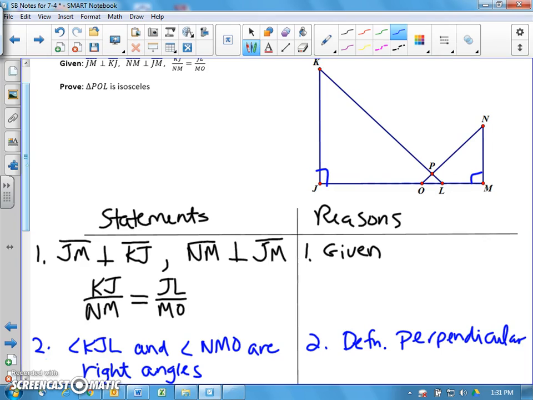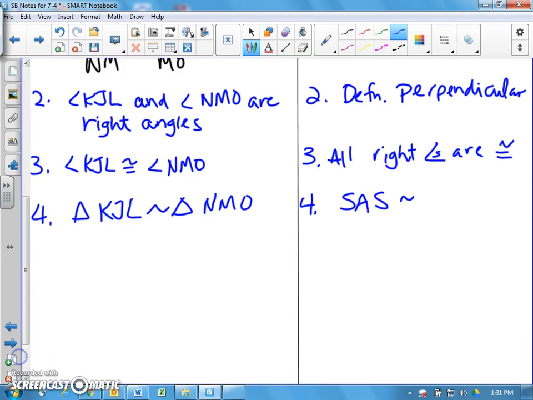So now that we've got these two angles congruent, I need to look at the sides around them so I can get those proportional. And if you look at what they gave us, KJ to NM is proportional to JL to MO. So I've got those sides around the angles, which means I can say that the two big triangles are similar. Now, using the definition of similar figures, I can get those small angles that I need congruent to each other, therefore proving my triangle isosceles.